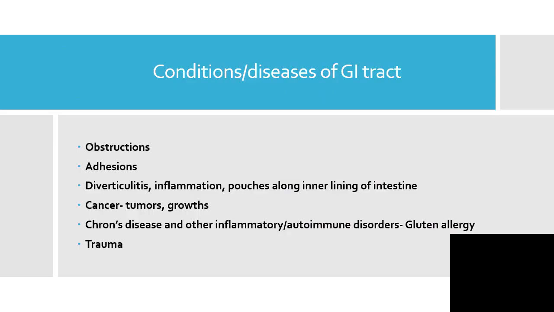So now we'll discuss some of the conditions and diseases of the GI tract. Patients can have obstructions, adhesions, or extra growths of tissue. There could be diverticulitis, which is an inflammation where pouches along the inner lining of the intestine develop. Cancer would be shown in tumors and growths. There's Crohn's disease and other inflammatory autoimmune disorders, such as gluten allergies, that give patients lots of GI issues. And then trauma to the GI tract.